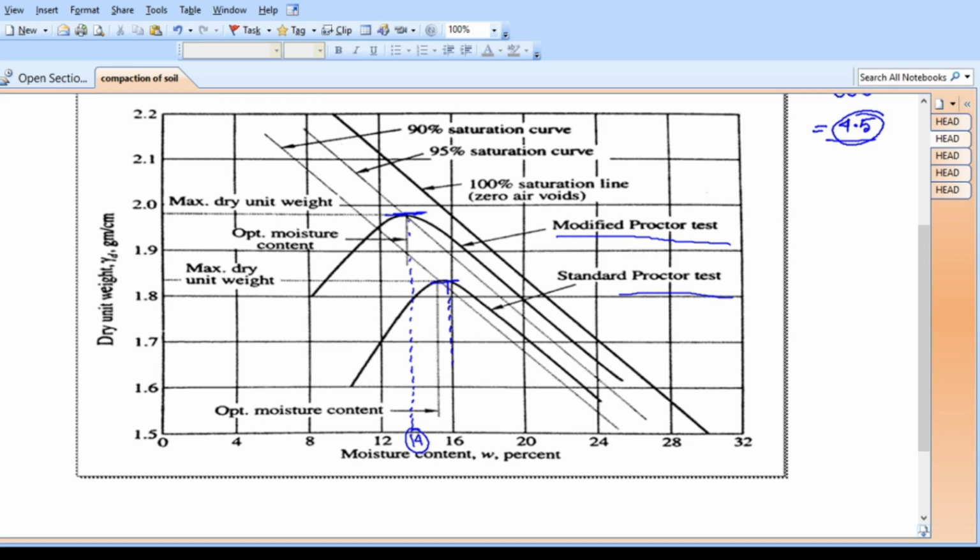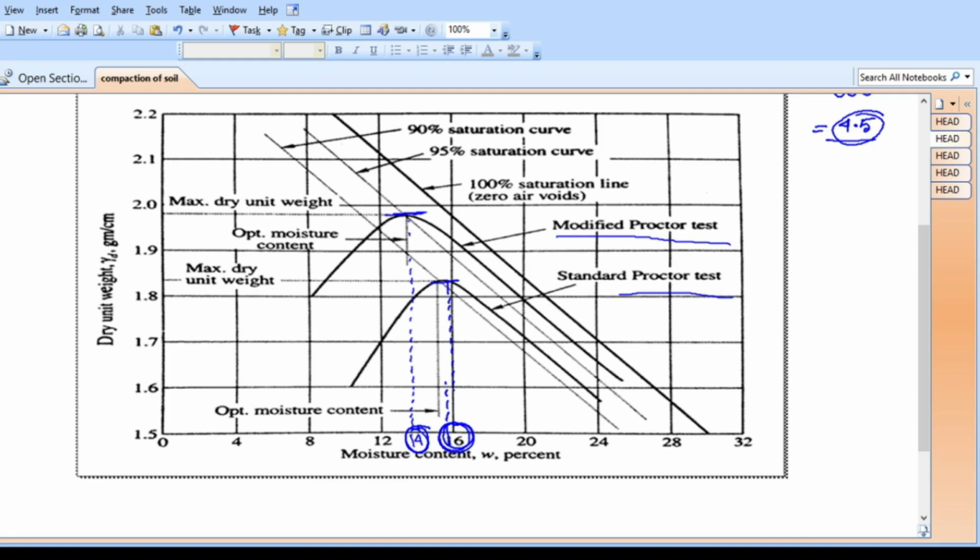Here we can see, if you plot this up, this is coming out to be 16, or maybe 15. So it's at 16% that we attain the maximum dry density in the standard Proctor test, whereas we attain the maximum dry density at 14% in the modified Proctor test. So at a smaller moisture content, a greater dry density, or dry unit weight, can be achieved in the process where the compaction energy is greater.